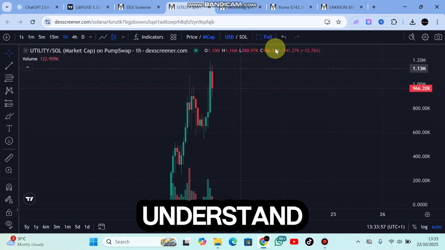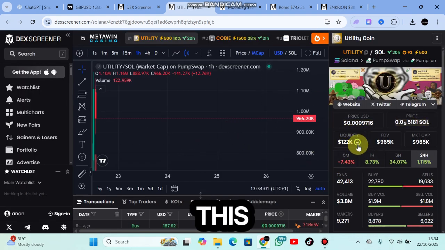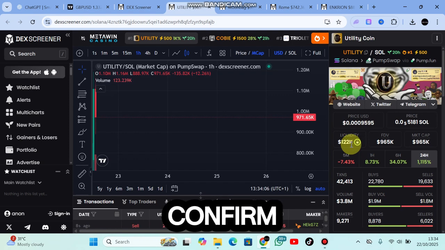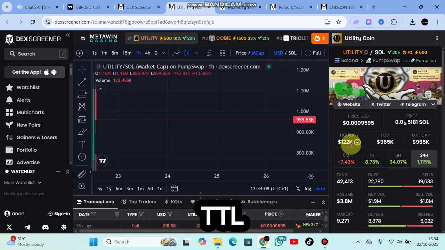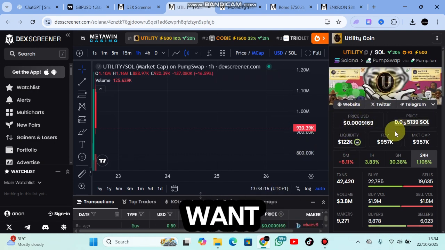You understand? So also before I buy, I have to check if the liquidity is actually locked. Again, liquidity must be locked, and I confirm this with a bot called TTF bot. I'll leave the link to that in the description box. And also, I decided to check their Twitter and all those things, but I don't want to check this.